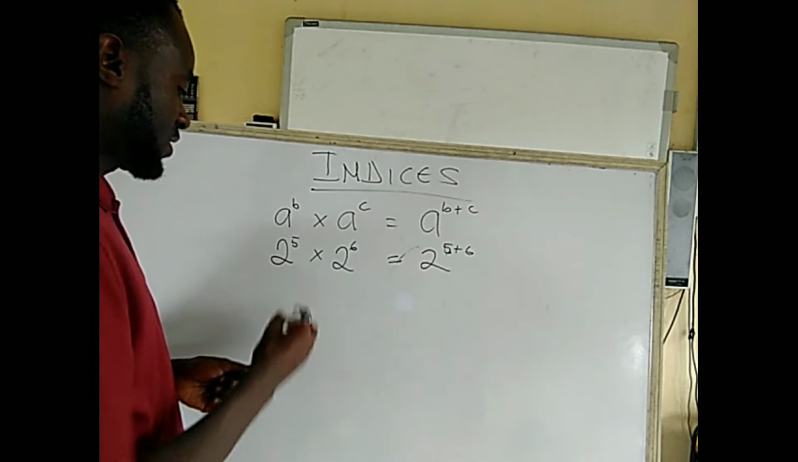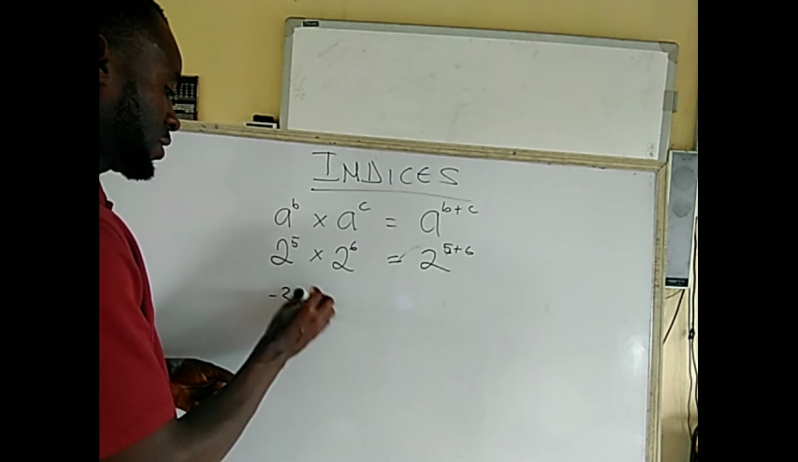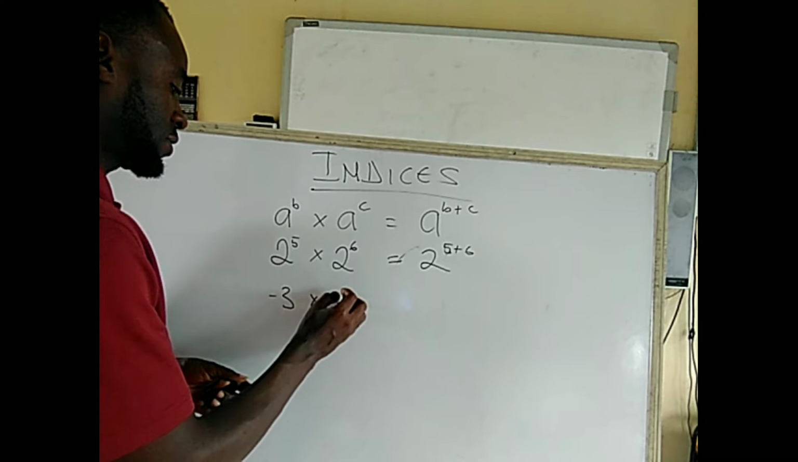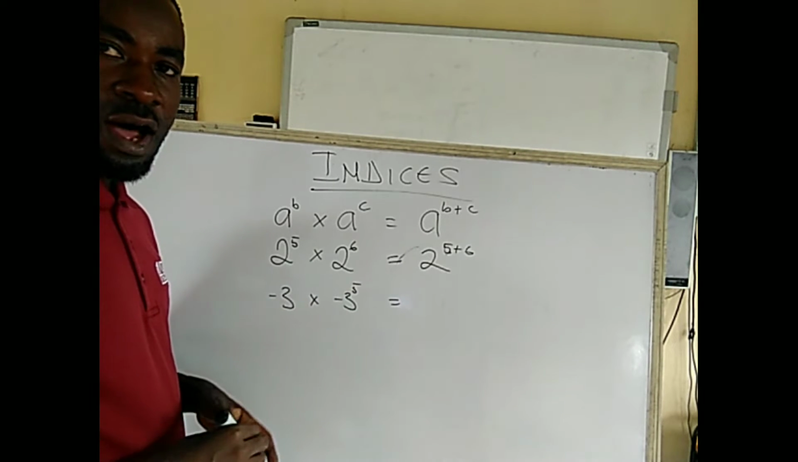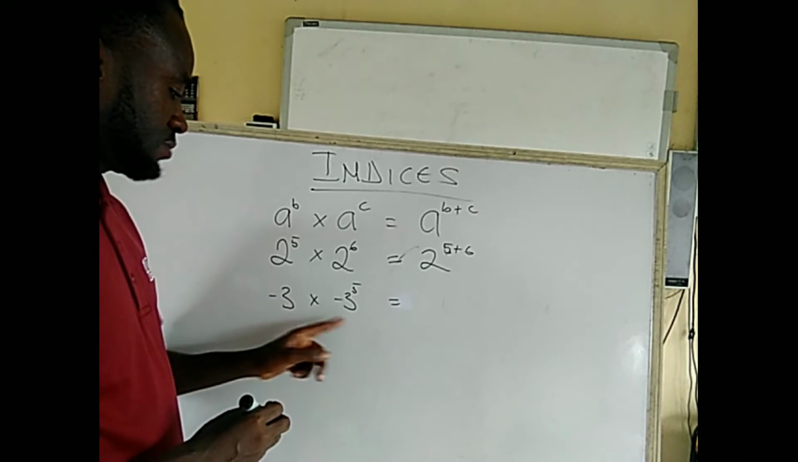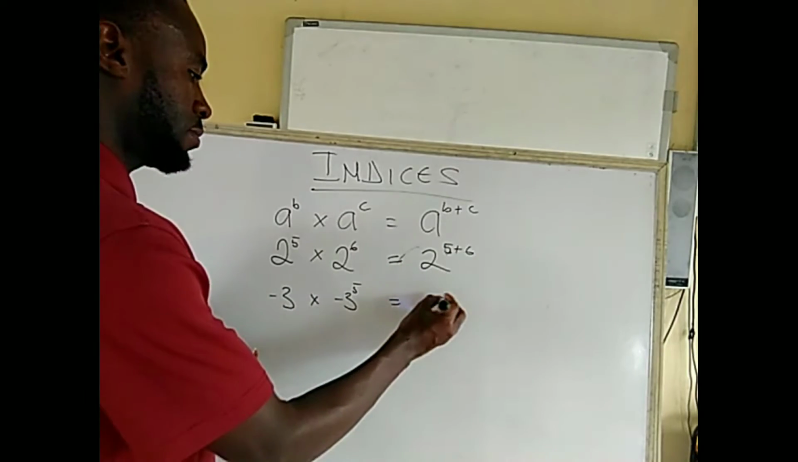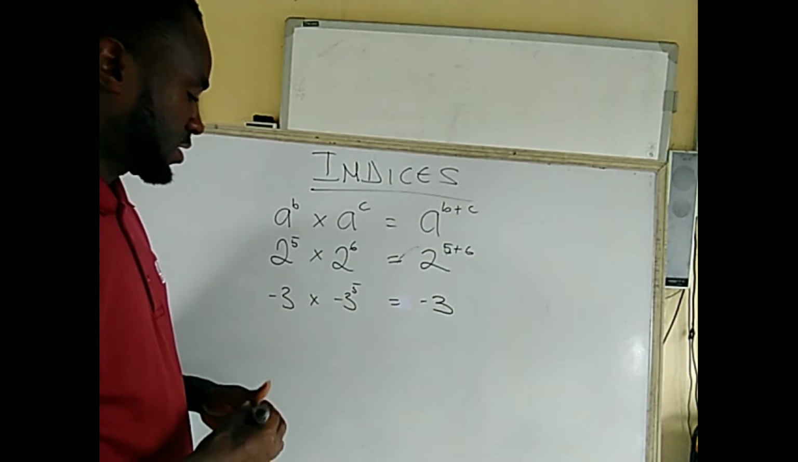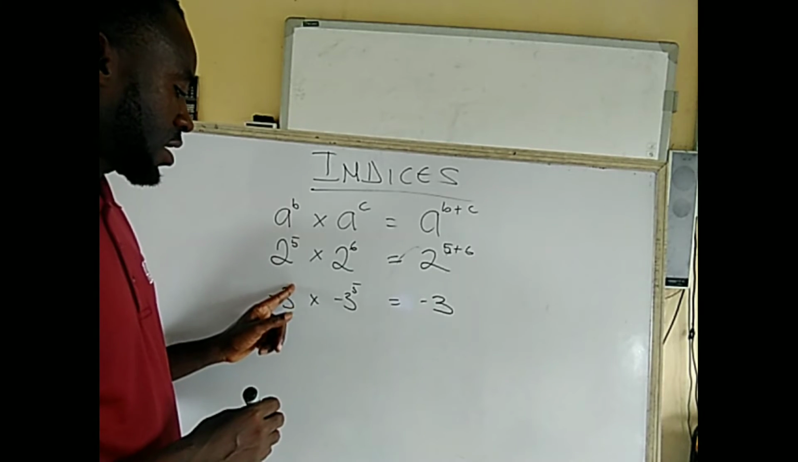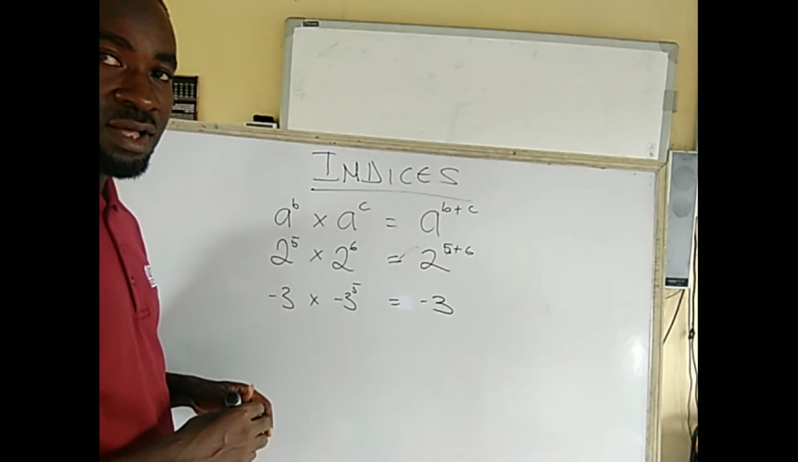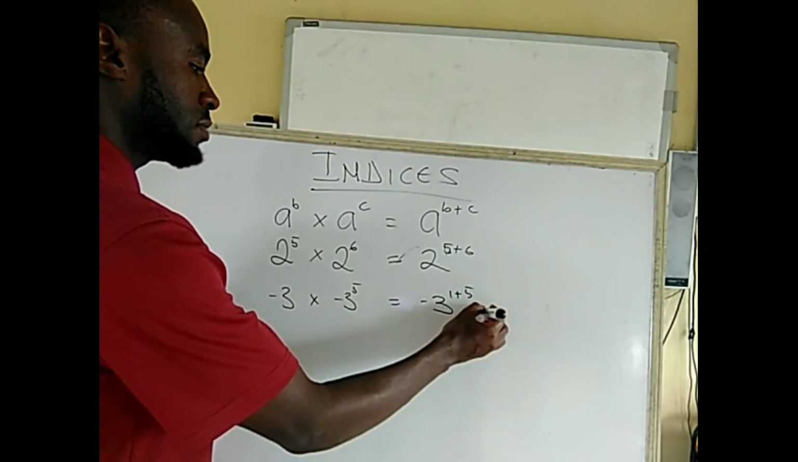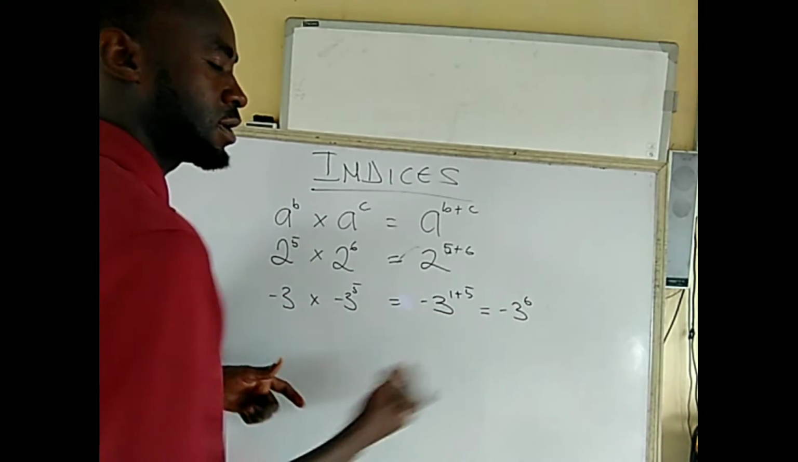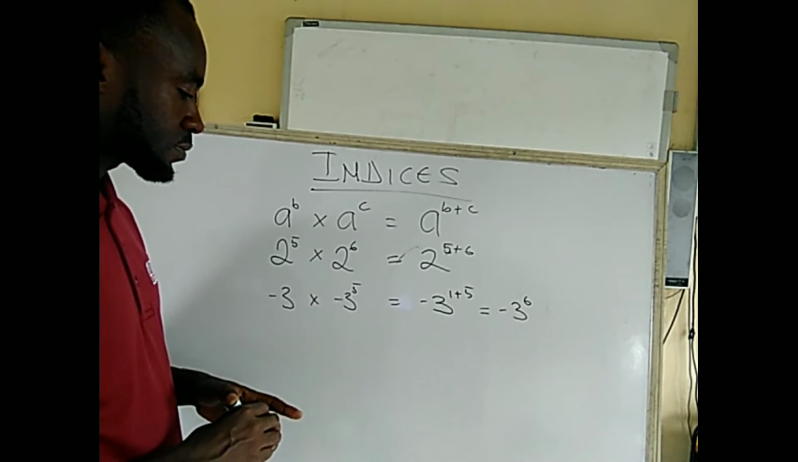So let's take another example. Minus 3 times minus 3 raised to the power of 5. You see this? Now the bases are the same, yes, minus 3. I'll write it down. Next, the powers. What's the power here? The power here is 1. Remember, that's invisible. So 1 plus 5. So my answer is minus 3 raised to the power of what? Raised to the power of 6.